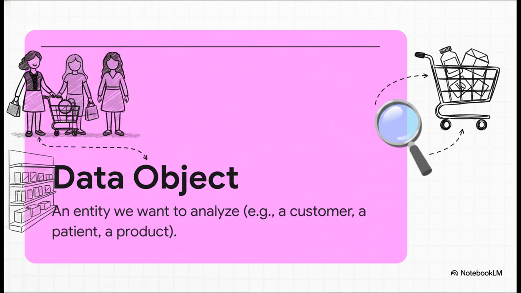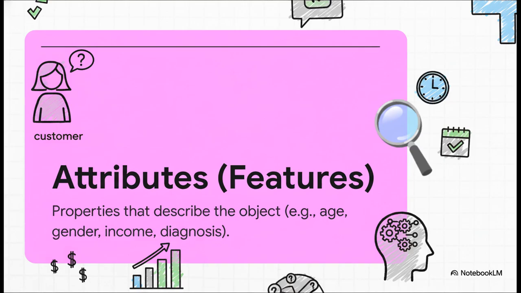In the world of data, that thing is your data object. It's the who or the what of your entire study. Let's say you're analyzing sales at a store. Well, each customer is a data object. It's really that simple. Now, once you have your object, let's stick with our customer.